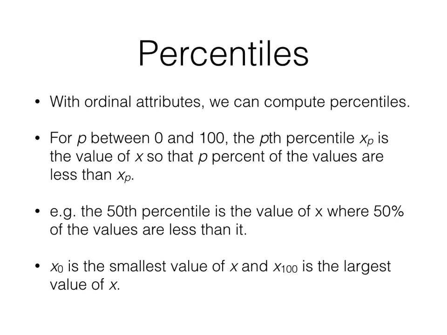So with ordinal attributes, we can compute percentiles. The idea here is that for p, the percentile value between 0 and 100, the pth percentile, x sub p, is the value of x such that p% of the values are lower than that x sub p value. So for example, the 50th percentile is the value of x where 50% of the values are less than that value. And by convention, x sub 0 is the smallest value of x because there are no values underneath that, and x sub 100 is the largest value of x because everything's below that.